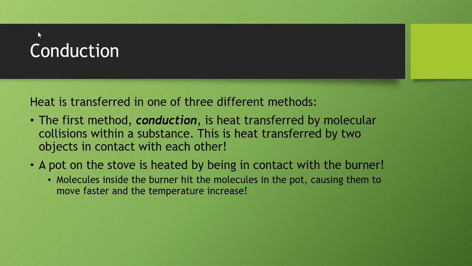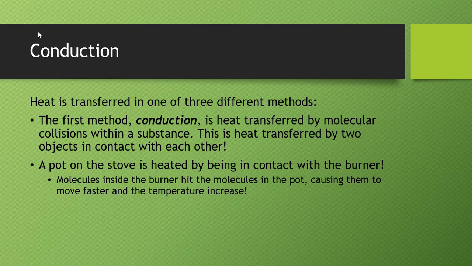The first way is what's known as conduction, and this is heat that's transferred by the collisions of molecules within two objects. So when you put two objects in contact with one another, the molecules physically hit one another. And if you have something that is hotter, those molecules are moving faster. They will hit the object whose molecules are moving slower and speed them up and cause the temperature to increase. Then you have heat transferred.